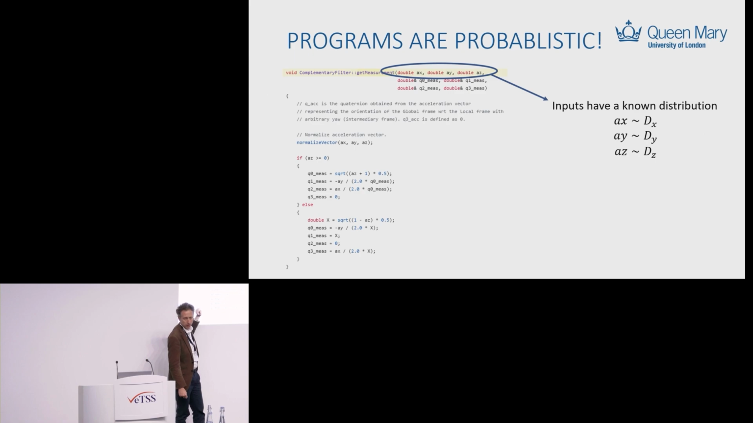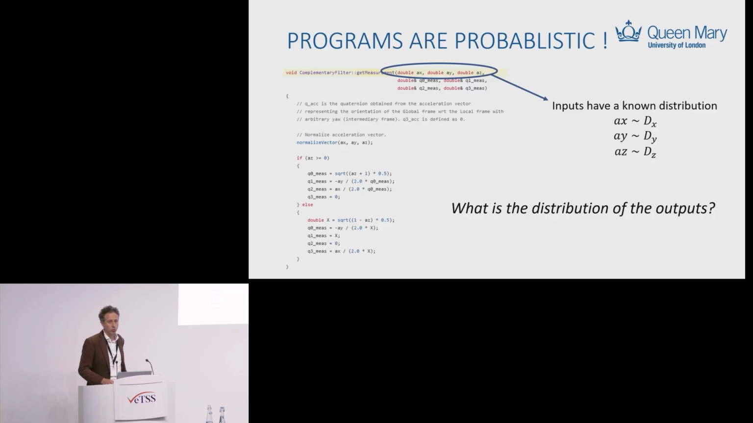It's a little piece of C++ code, which has all the features that I'm going to want to be able to deal with, namely if-else statements, arithmetic, and square roots. And if I can do that, I can tackle a lot of the programs in these libraries. The inputs have known distributions, and so we can ask questions like, what's the distribution of the outputs? If I know the distribution of the input, can I describe the distribution of the output?